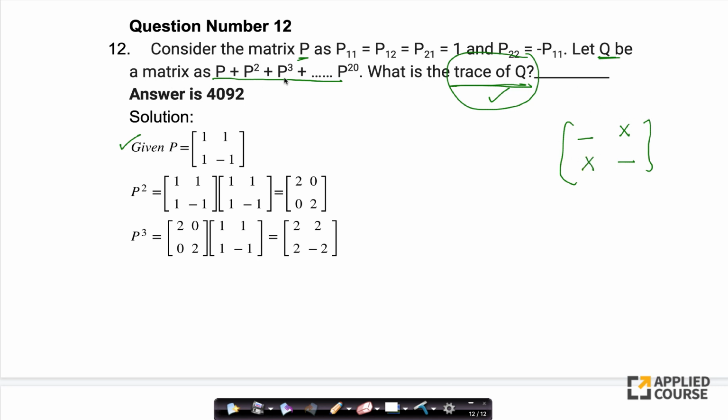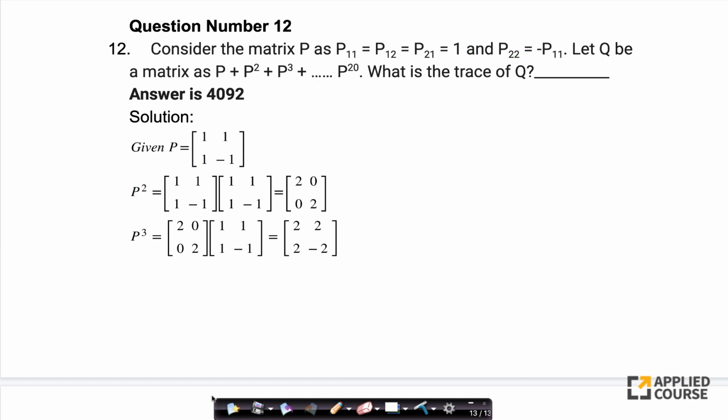Okay, so let's actually see the pattern here. Given P, let's try and find patterns. If you compute P square, since this is a 2 cross 2 matrix, it's very simple to compute. It has 2 0 0 2. What about P cube? When you compute P cube, what you get is 2 2 2 minus 2. Notice that P power 1 and P power 3 have this nice pattern. P square has non-diagonal elements as 0, but the diagonal elements are the same.